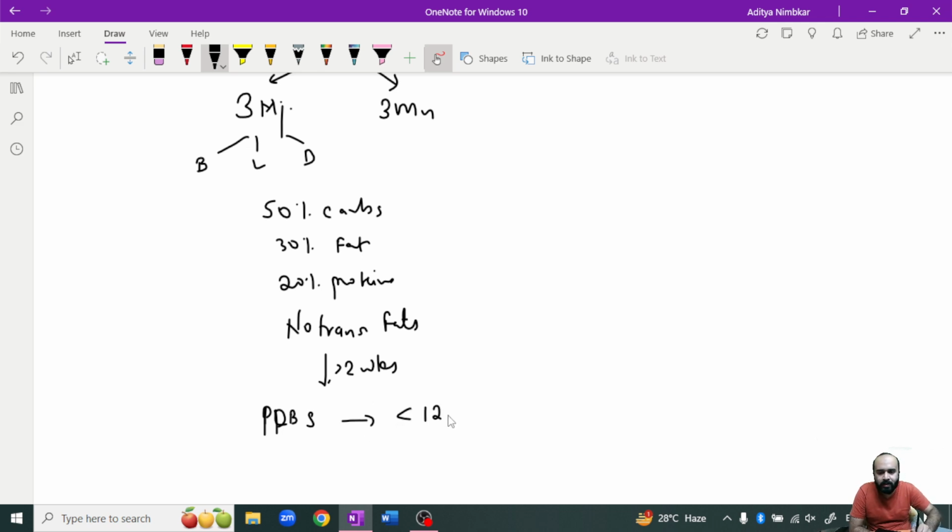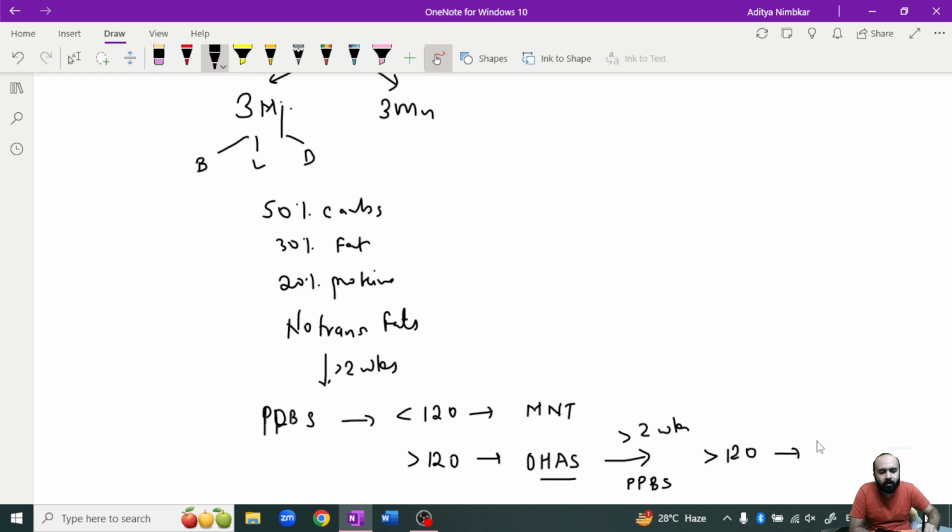If the level is less than 120, then you continue on MNT. If it is more than 120, here we don't really have the impaired glucose tolerance category. If it is more than 120, then you start this female on OHAs. Similarly, once she is started on OHAs, I will call her back after 2 weeks and again do her PPBS. If it again comes more than 120, then I will start her on insulin.